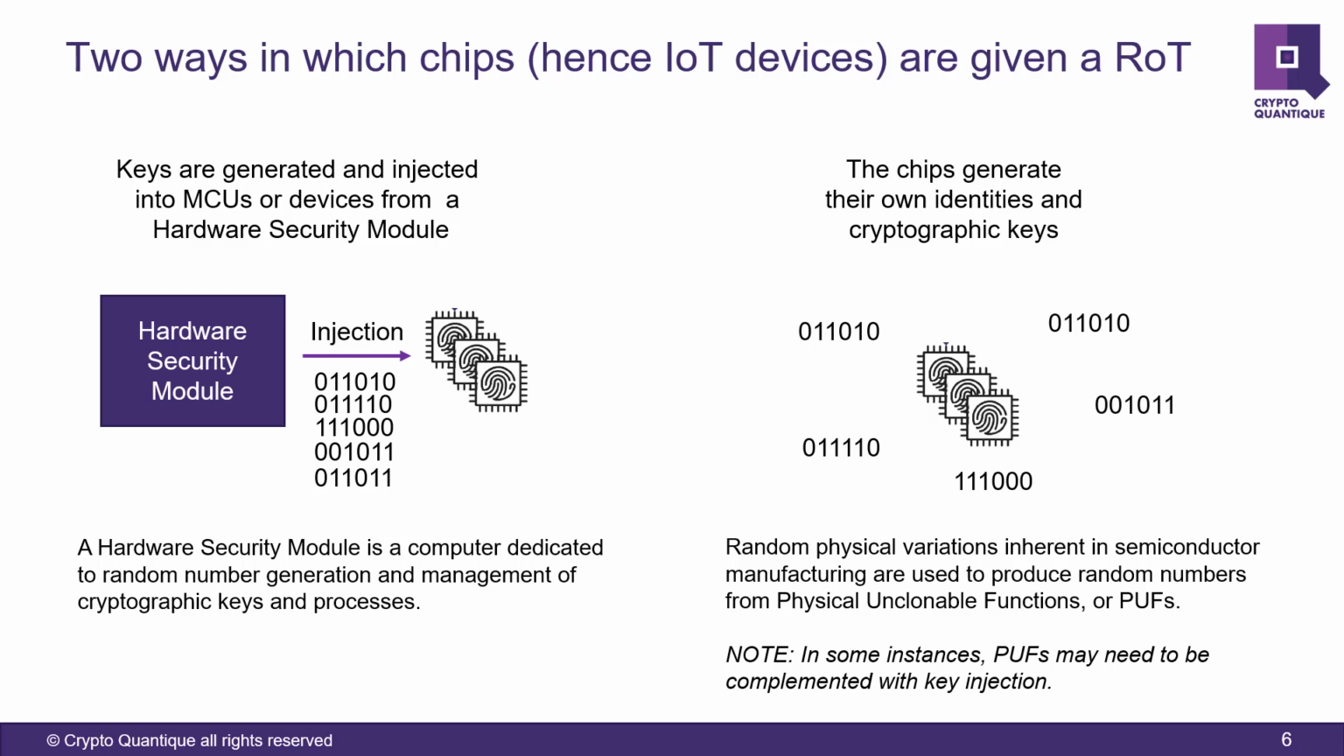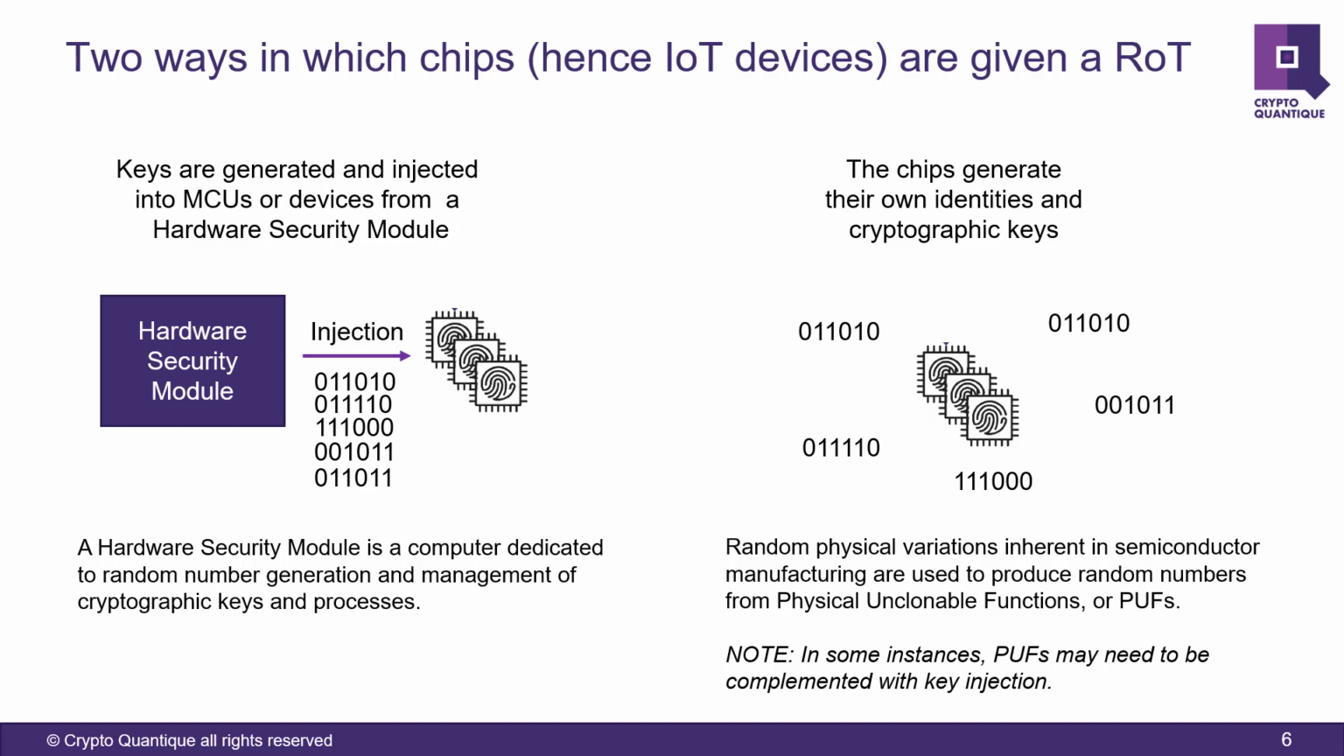Now let's have a look at how a root of trust is actually put into an IoT device. There are two methodologies shown here. One is by using an external computer called a hardware security module. This is basically a computer that's dedicated to generating random numbers and cryptographic keys, and also managing those keys. These keys typically are generated externally, and they're programmed into the intelligent device, i.e. the microcontroller or the system on chip. The injection is done over some kind of programming interface. And typically there are some issues with security here, as that interface can oftentimes be unencrypted.